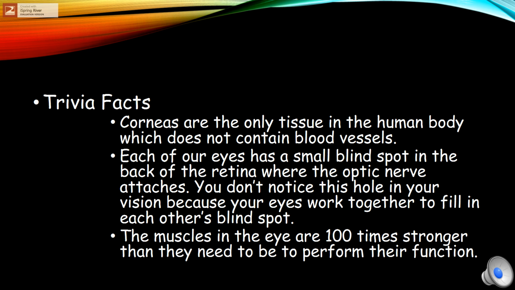Cornea facts. Corneas are the only tissue in the human body which does not contain blood vessels. Did you know each one of our eyes has a small blind spot in the back of the retina where the optic nerve attaches? You don't notice this hole in your vision because your eyes work together to fill in each other's blind spot. And lastly, the muscles in the eye are 100 times stronger than they need to be to perform their function.